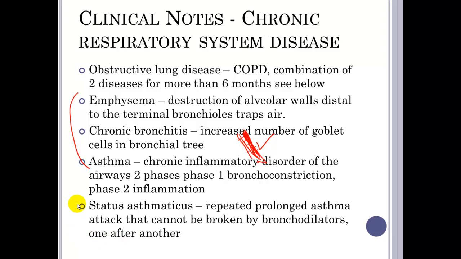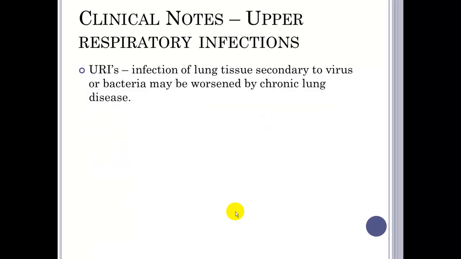Status asthmaticus, last but not least here. Repeated prolonged asthma attack that cannot be broken by bronchodilators, and this would be one asthma attack after another, after another, after another. So we have to get ahead of this, and we have to be able to provide airway support to someone that is in status asthmaticus. Upper respiratory infections, or URIs. Infection of the lung tissue secondary to a virus or a bacteria. And this can be worsened by chronic lung disease. If you continuously have mucus that is built up in your lung tissue, does it make sense that this could harbor a bacteria very, very easily?